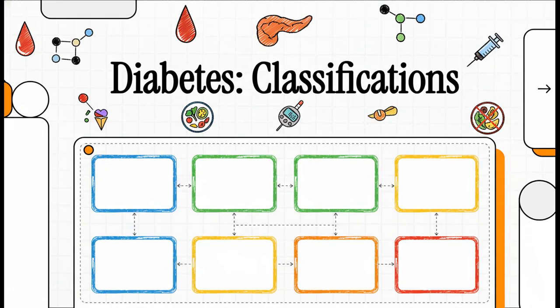When you hear the word diabetes, what's the first thing that pops into your head? For most of us, we think of it as just one single condition. But what if I told you that's probably the biggest misconception out there? Today, we're going to break down the four main types of diabetes to see what really sets them apart. Let's get right into it.